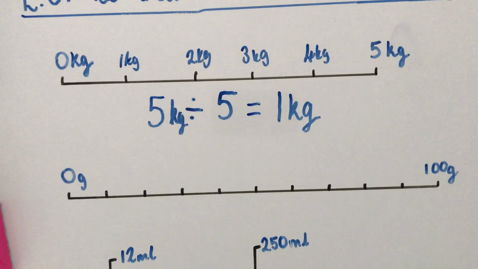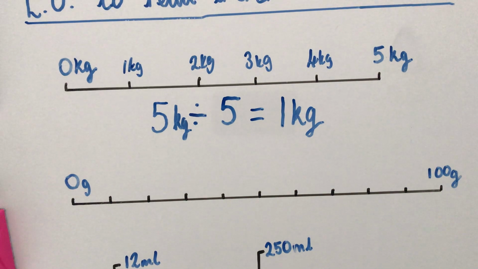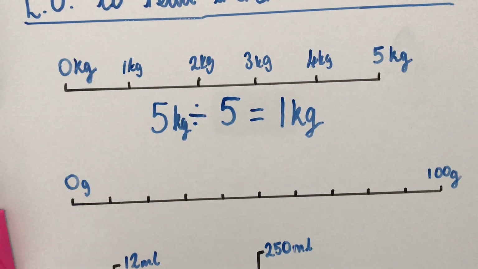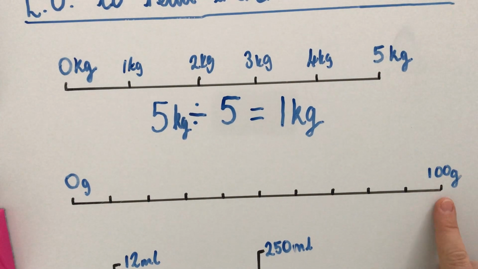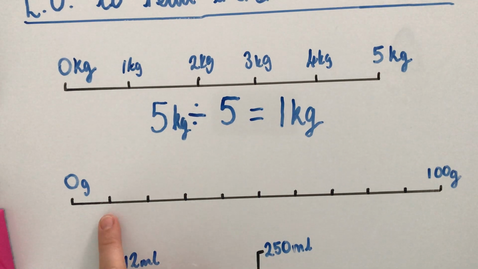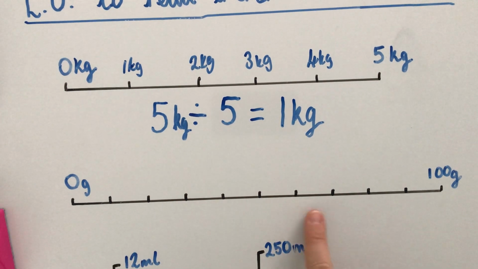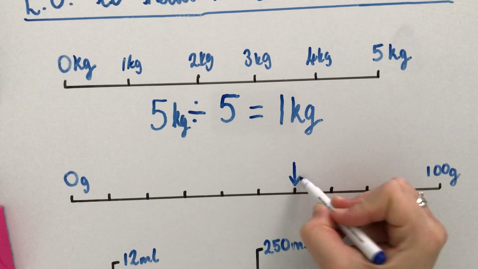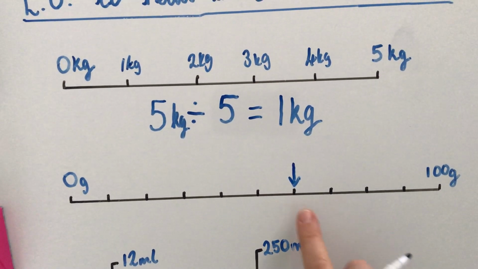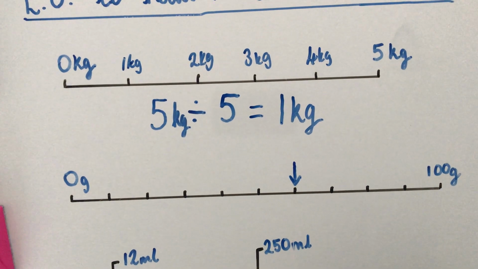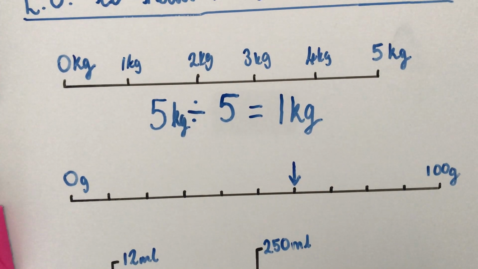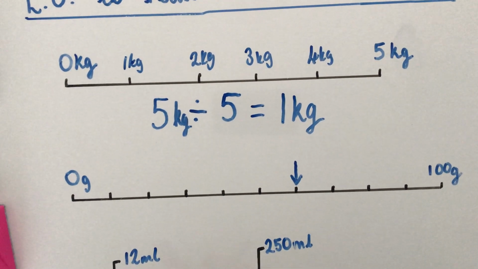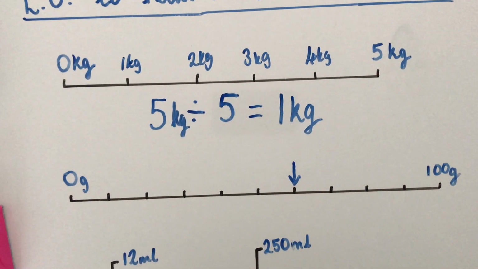This one might not be quite so simple. So this one, we start at 0 grams and we go all the way to 100 grams, but we don't know what each of these little lines stand for. So if you had an arrow here and you needed to read this scale, how much that increment was worth, you'd have to work out how much each of them are worth first.